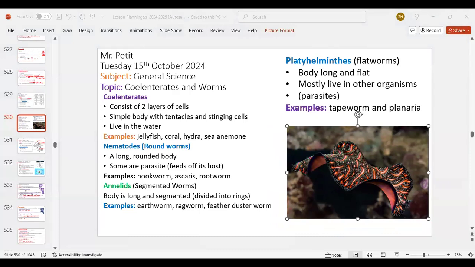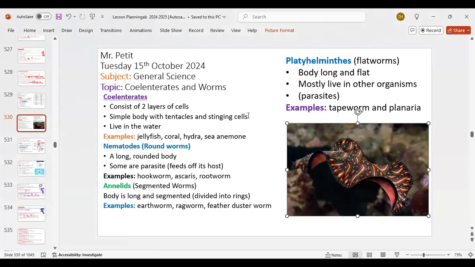Okay, good. So these are what you call flatworms, right? They are long and flat. And what's another word for flatworms again? Platyhelminthes. Yes, Platyhelminthes. Yes, sir.